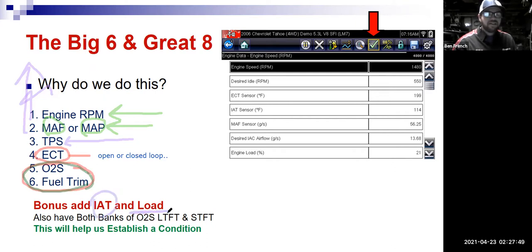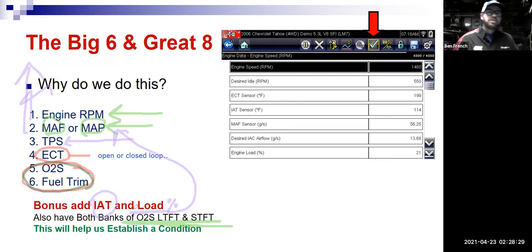A lot of times I'll add on the load that the engine calculates, because that should line up with those guys as well. And it makes it handy for trying to meet enable criteria. So like if I'm trying to duplicate what happened in the freeze frame, having that load percentage PID is nice. And then don't forget that your O2 sensors, you could have a right bank and a left bank, and you can also have fuel trims that are both long-term fuel trim and short-term fuel trim, and of course, a right bank and a left bank.